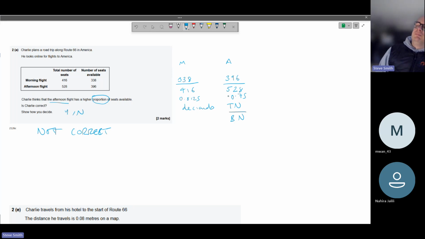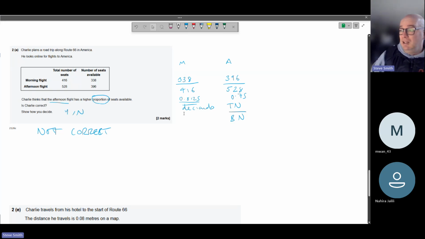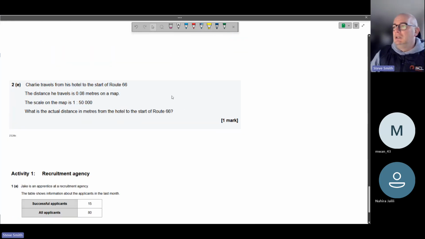Right, not correct. I was trying to write that. All sorts going on there. So it's not correct because we can clearly see that the morning has a higher number than the afternoon. Looking at the fractions, we wouldn't be able to tell unless you're really super good at fractions, which is not our strength. What if you just, Steve?